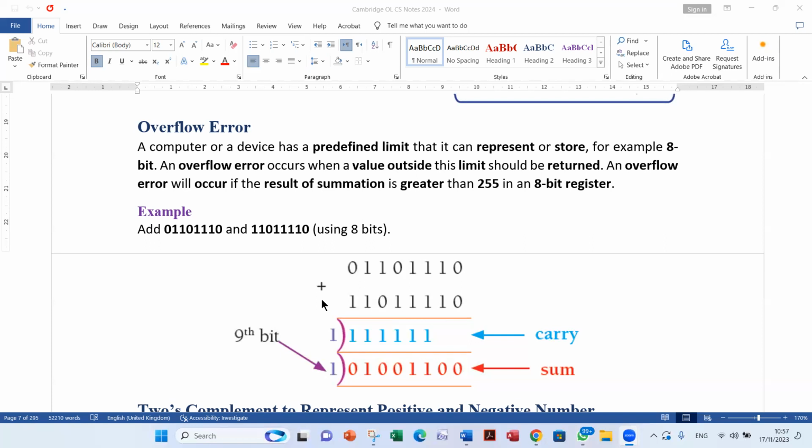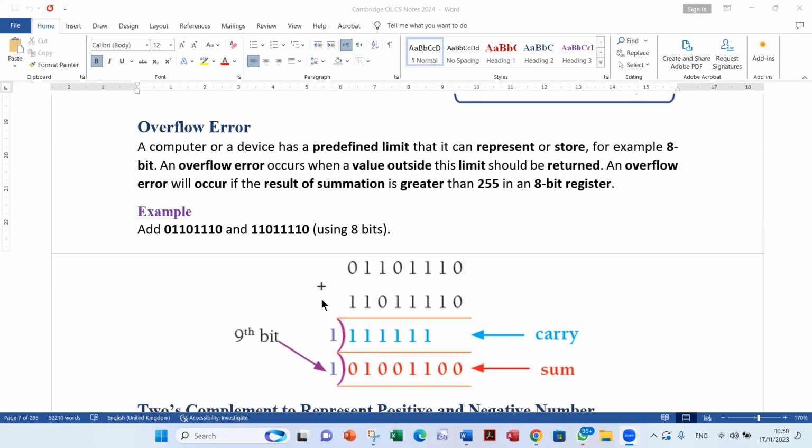Let us read the definition for it, because you just practice it before we teach it, but it's okay. A computer or a device has a predefined limit that it can represent or store. For example, 8 bits. An overflow error occurs when a value outside this limit should be returned. An overflow error will occur if the result of summation is greater than 255 in an 8-bit register.